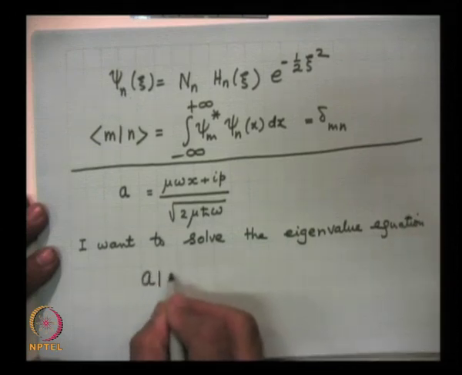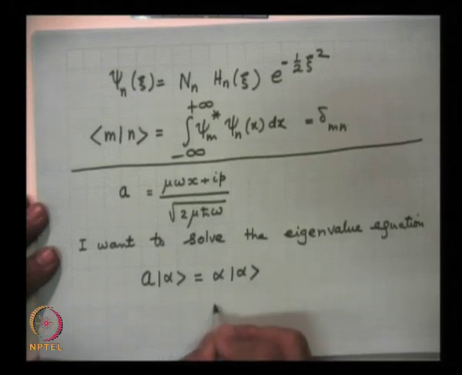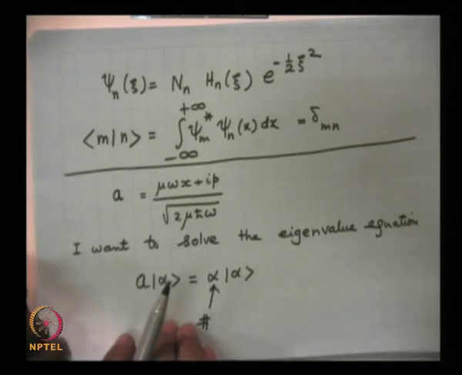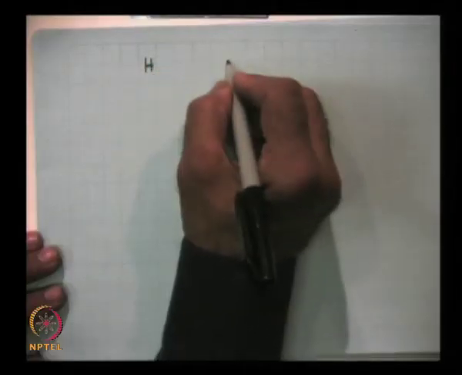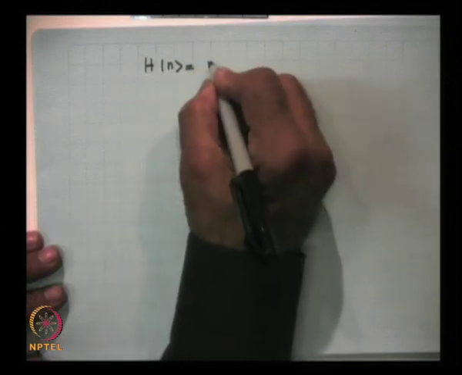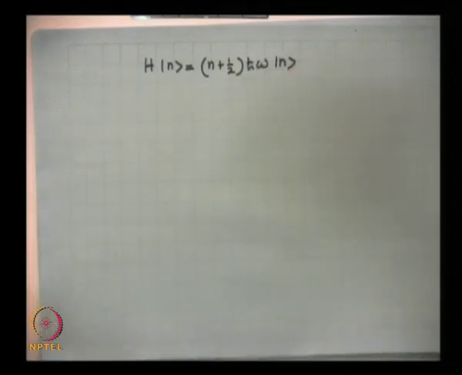A ket alpha is equal to alpha ket alpha, where alpha here is a number. Now, I want to solve this equation. As we had mentioned earlier, the eigenkets of the operator H, with eigenvalues n plus half h cross omega, form a complete set of wave functions, and Dirac argues this in a very beautiful manner.